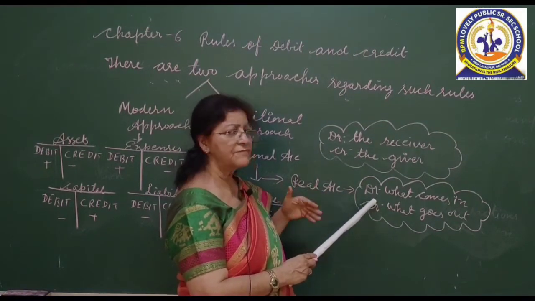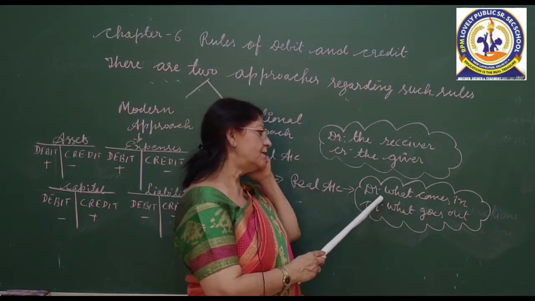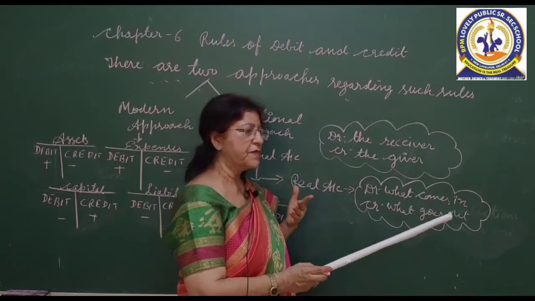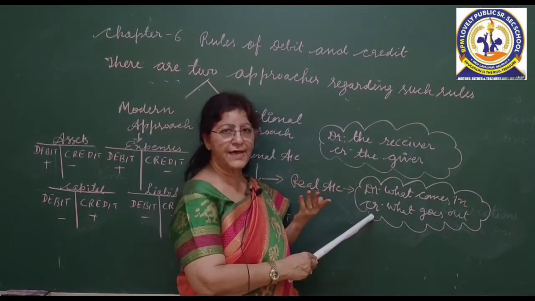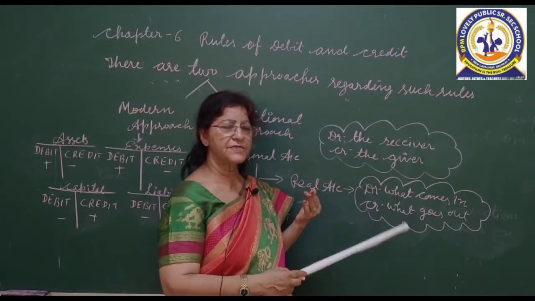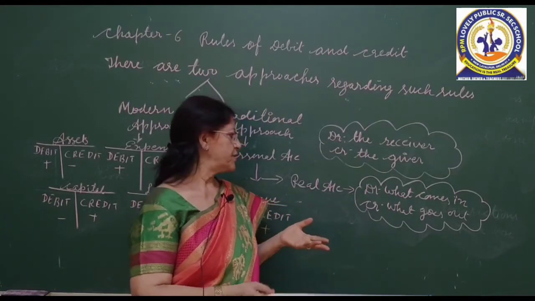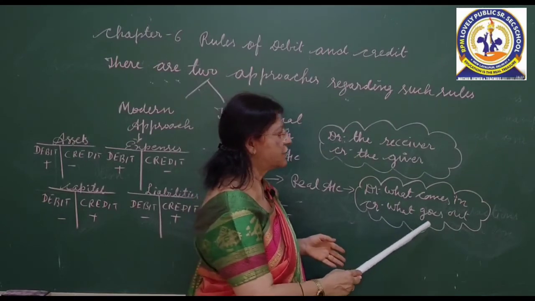If you are selling goods, then cash account is debited and sales account will be credited, because goods are going out. If we are selling furniture for cash, then cash account is debited and furniture is credited. Furniture will be credited because furniture is going out. So real account says debit what comes in, credit what goes out.